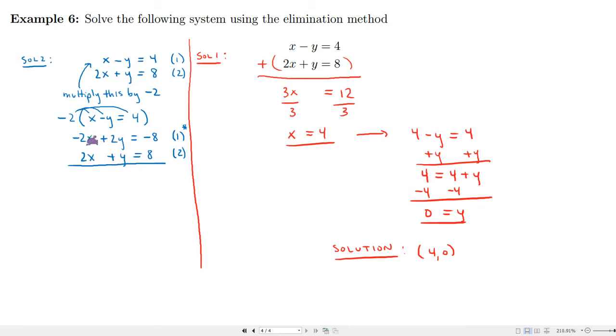Okay, so now if we add these two equations, we will eliminate the x variable. You see that? Because -2 plus 2 is 0, and then we'll have 2y plus y is 3y, and -8 plus 8 is 0. And dividing by 3, we have y is equal to 0, which matches what we had before. But let's substitute that in, and now we have x minus 0 is equal to 4. So x is equal to 4. So see, even though we took sort of a less optimal route, it actually took about the same amount of time. And we get the same solution.